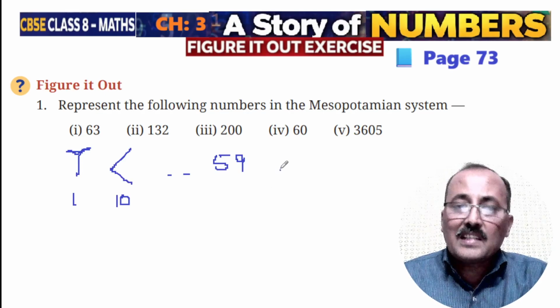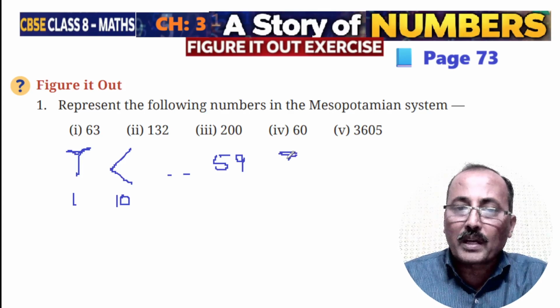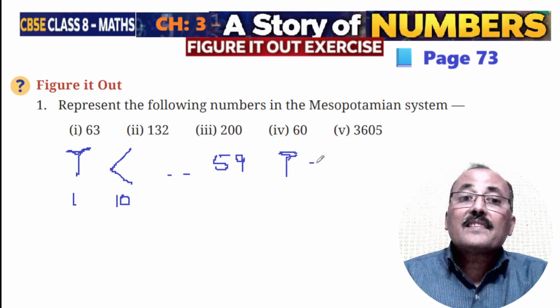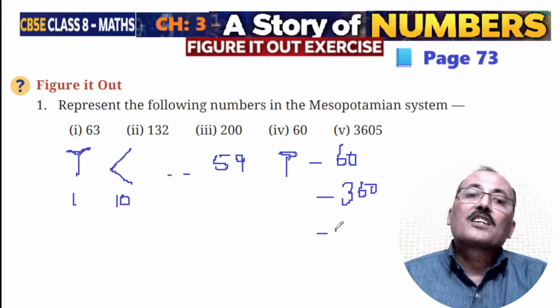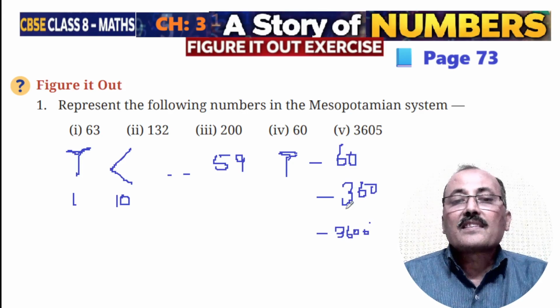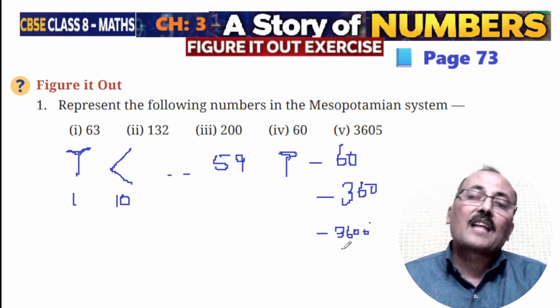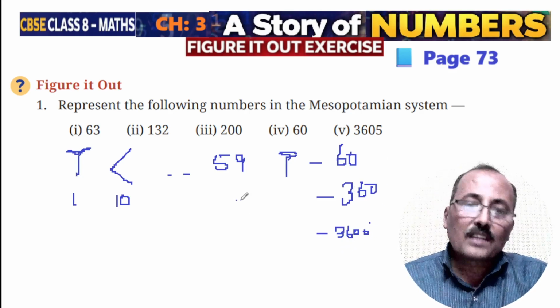But for 60 alone, again they use the same wedge symbol, but it is in the 60s place, and then the 360s place and 3600s place, like that it will go on. Okay, 60, 360, 3600 place, like that they went in multiples of this one. So now let us go.